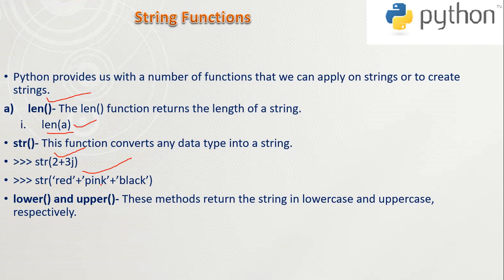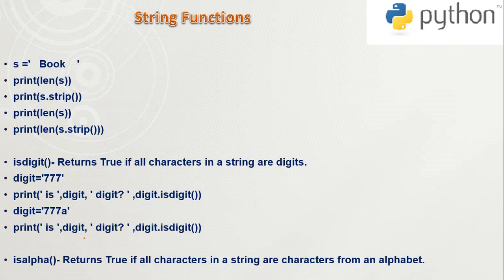To convert the entire string into lower case, we use lower. To convert the entire string into upper case, we use upper. To check whether the string is lower case or upper case, we use islower and isupper. These return the string in lower case and upper case. So a dot lower, a dot upper.